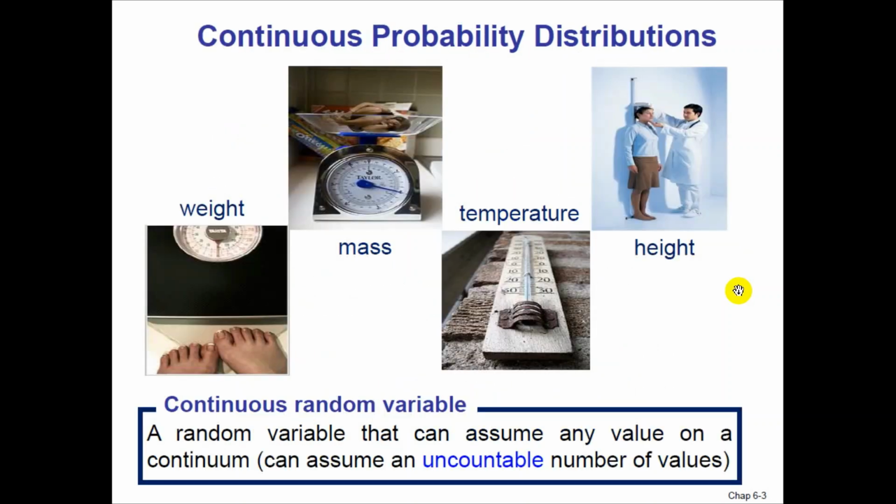Continuous probability distribution. A continuous random variable, as you have learned earlier, is a random variable that can assume any value on a continuum, that is, an uncountable number of values. As I told you earlier, you have to use some instrument or device to measure it. For example, the weight or mass of an item, temperature, height. All these variables need some instrument, machine or device to measure. So the data that you read are actually continuous data.